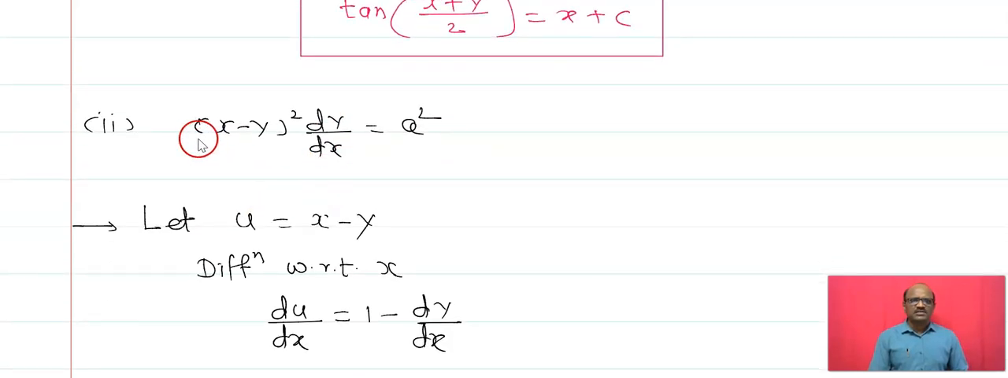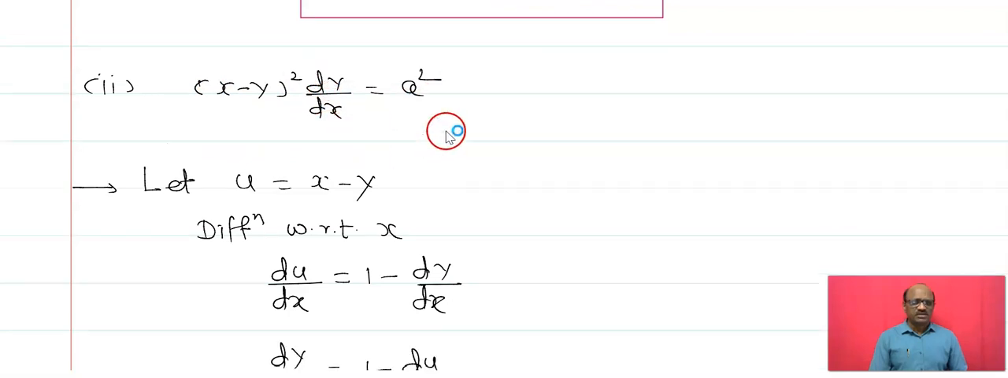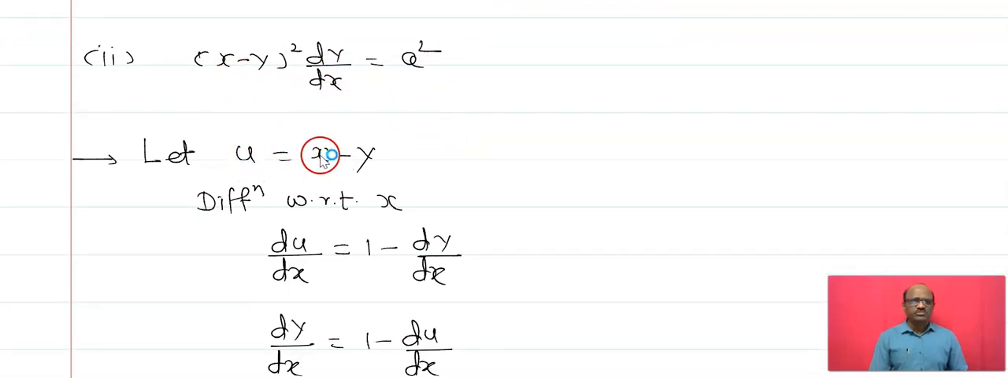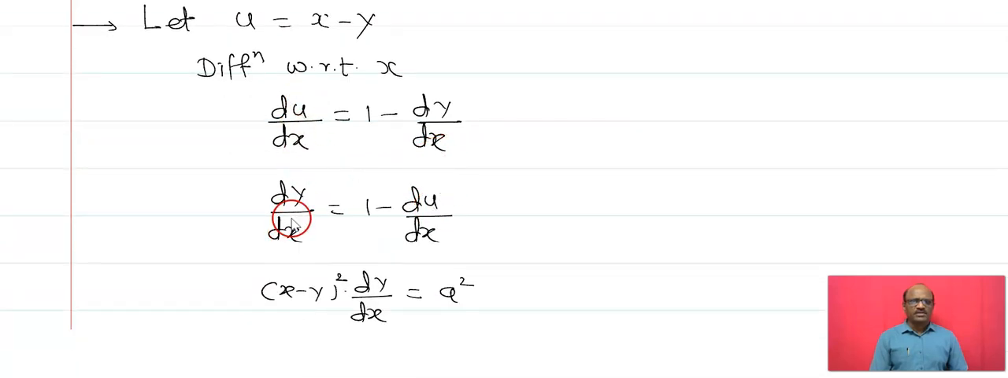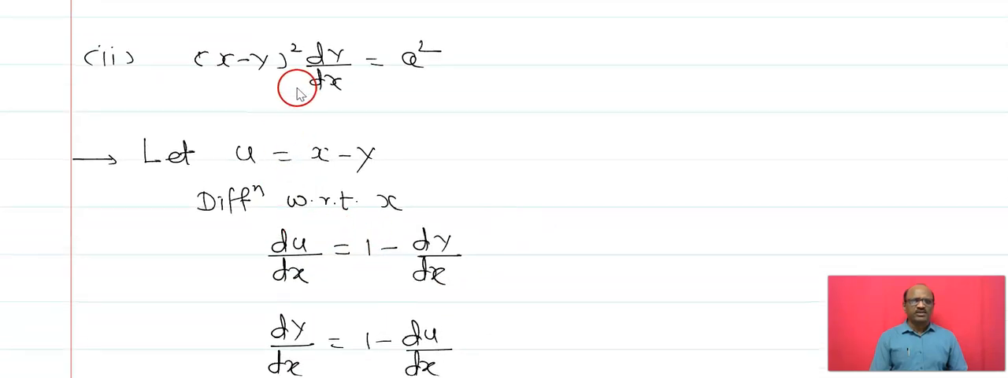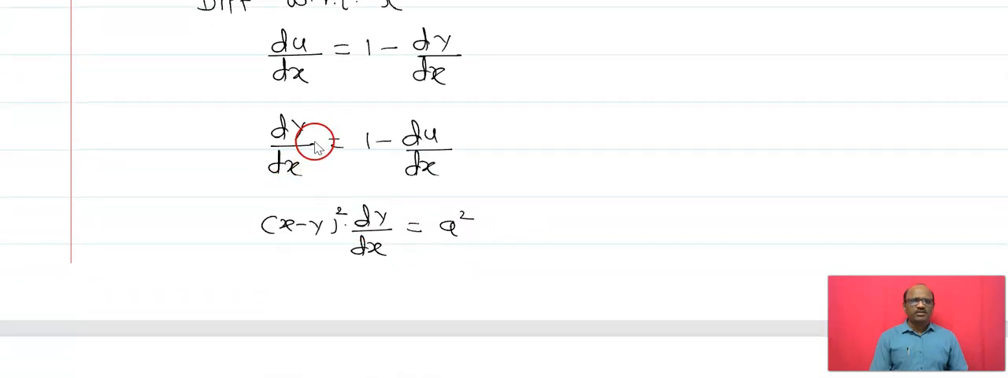Now the next is (x minus y) whole square into dy by dx is equal to a square. Now here the substitution is u is equal to x minus y. Now differentiate this with respect to x. Therefore du by dx is equal to the derivative of x which is 1, and the derivative of y which is dy by dx. Therefore dy by dx is equal to 1 minus du by dx, and after all we are finding the value of dy by dx. Therefore the value of dy by dx is equal to 1 minus du by dx.